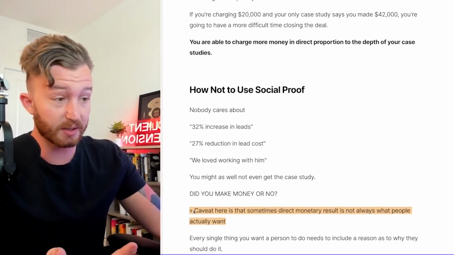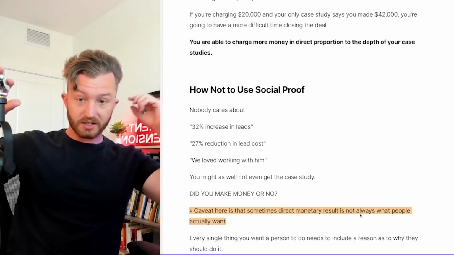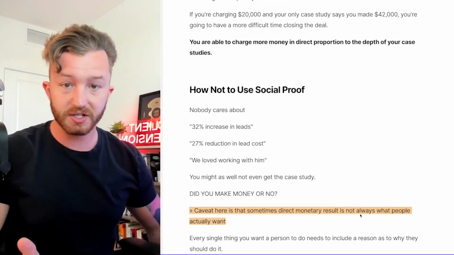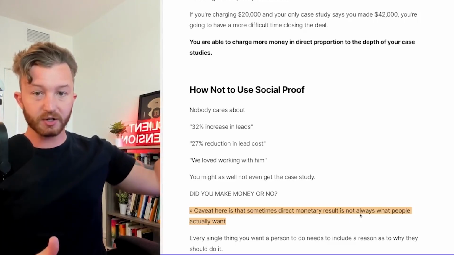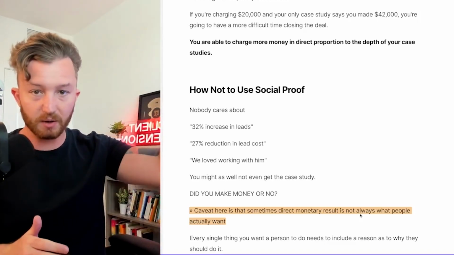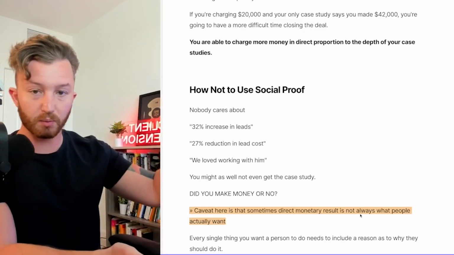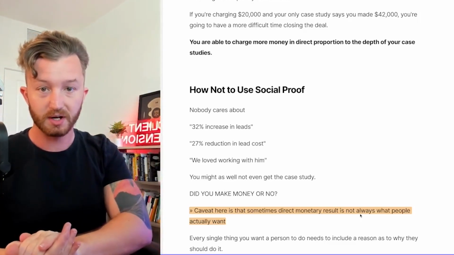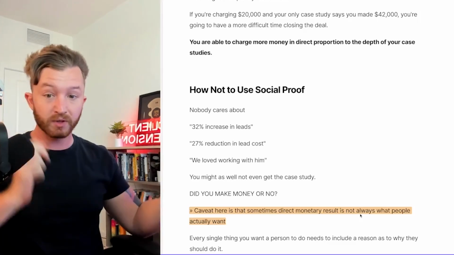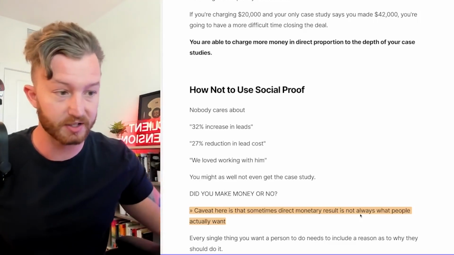Right? The caveat here is that sometimes direct monetary result is not always what people actually want. For instance, I used to run an Instagram growth agency like 5 years ago. And I originally made the promise that people would make more money from Instagram. But it turned out, based off of research and actually speaking to people, they didn't care about making more money from Instagram. This specific niche was fitness coaches. They did not care about making more money from Instagram. They exclusively cared about followers. That was the only thing they cared about. So it's not always direct money people want, but most of the time, if you're B2B or a marketing agency, almost 100% of the time it's going to be direct monetary results, right?